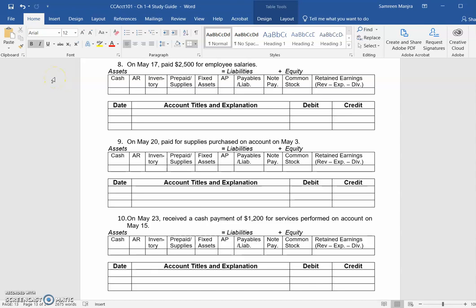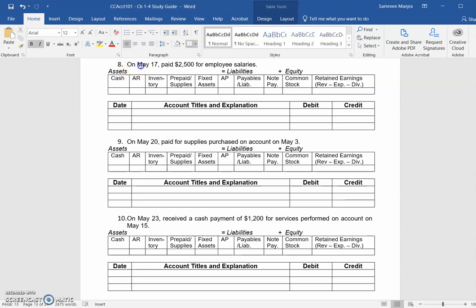Hello, Accounting 101 students. In this part of the video, we are continuing the transaction analysis that is included in our Chapter 3 study guide. So far, we went through the first 7 examples. Now we're going to go through examples 8 through 13 in our study guide. And hopefully by now you're going to start getting the hang of how these journal entries are being recorded.